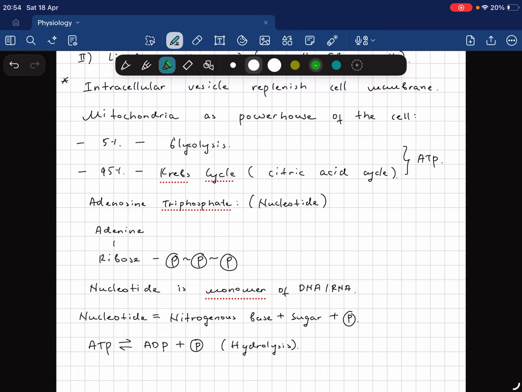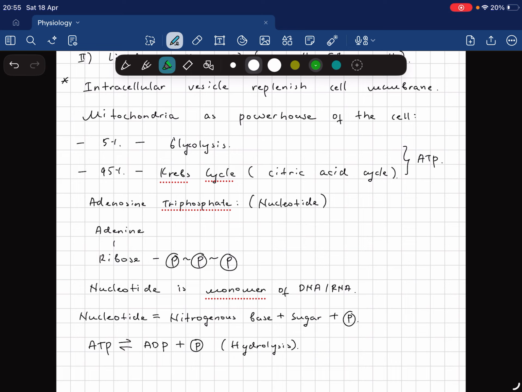Now let's talk about the mitochondria. I said that mitochondria is the powerhouse of the cell. If you talk about energy, ATP is the unit of energy in cellular actions. For example, 5% of the total amount of ATP is produced by the process called glycolysis, and 95% is produced by the Krebs cycle. In other words, it is also known as the citric acid cycle.